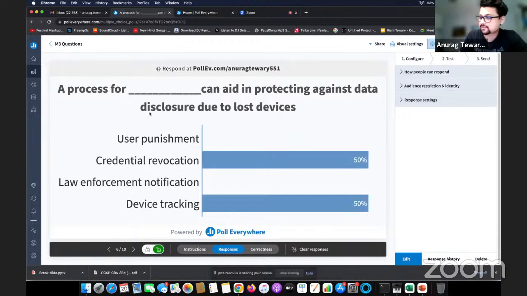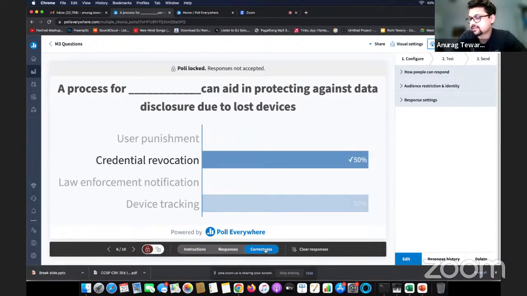Okay, so 50-50 split. So let's see. It's actually credential revocation, because with device tracking, you will be able to track the device, but you cannot assure that it's protected against data disclosure. You may only be able to see where the device is. Maybe you can track the device, but post that, credential revocation will make the data that is there on the device unusable, because you're not able to encrypt and use the data since the credentials have been revoked. So that's the reason why this is the right answer.